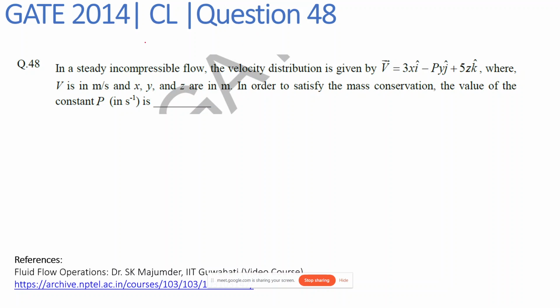So this is question number 48 from GATE 2014. And in this question, we have been given that in a steady incompressible fluid flow, the velocity distribution is given by this equation, where v is in meter per second and x, y, z are in meter. In order to satisfy mass conservation, the value of constant p is dash.